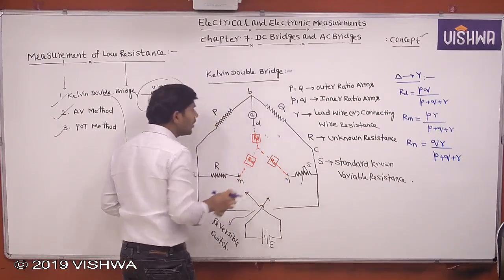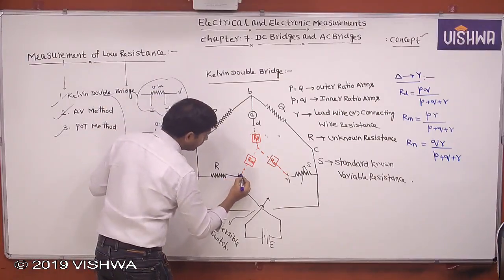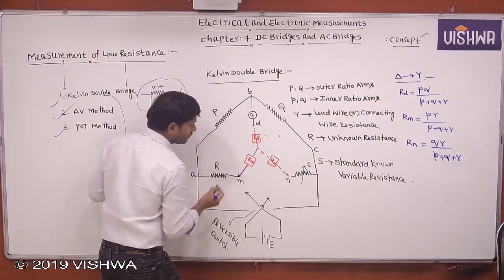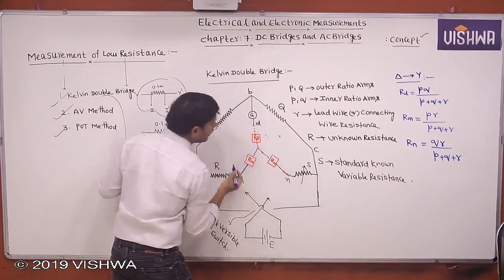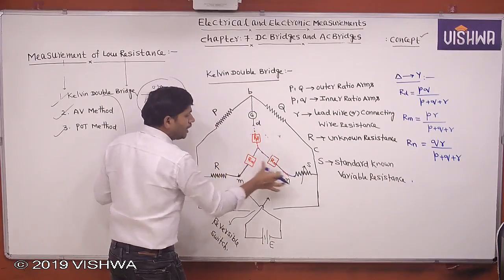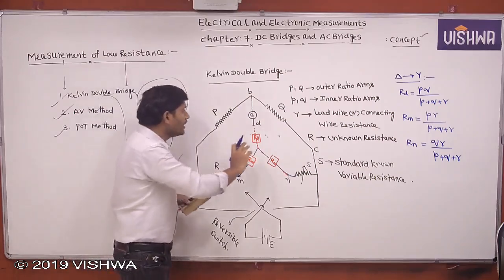Now this consists of 4 arms. Then what are those arms? This is one arm. This total is one arm. And this is another arm. And this is one arm, and this is one arm. 4 arms.